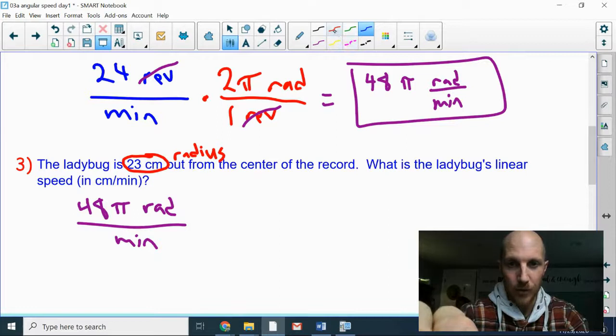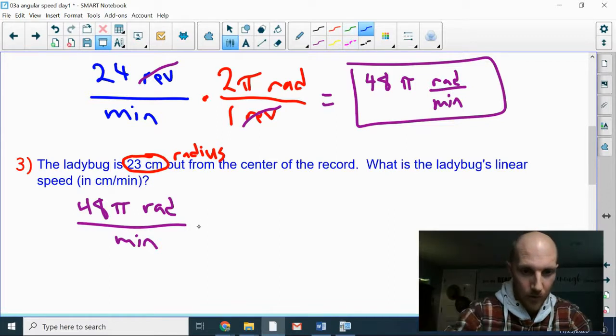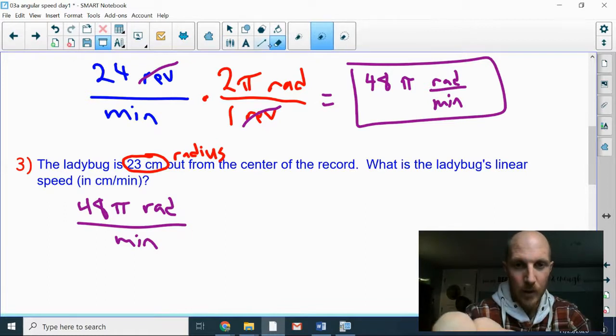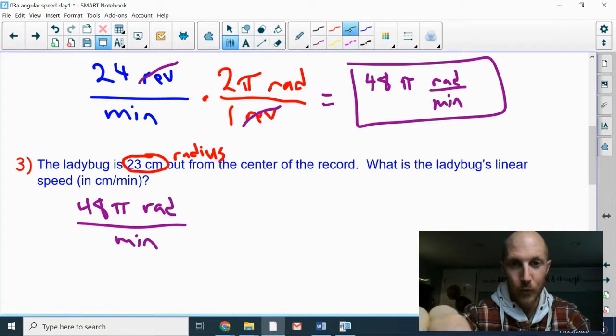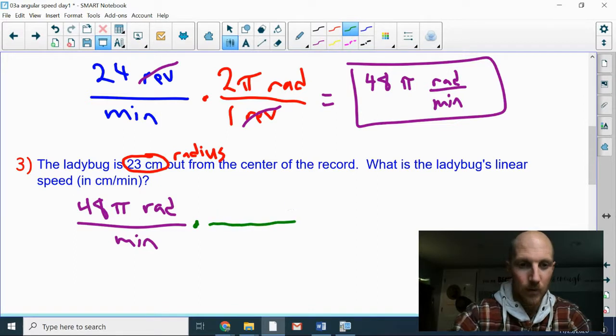I have to change colors here. We'll use green this time. That's actually not green. All right, computer, we're going to use green this time. Nice. I like it when it listens to me.